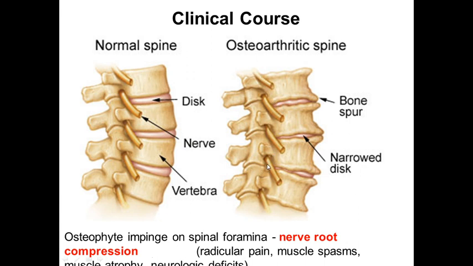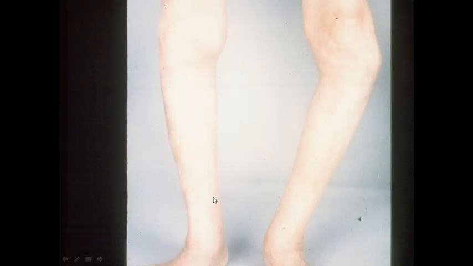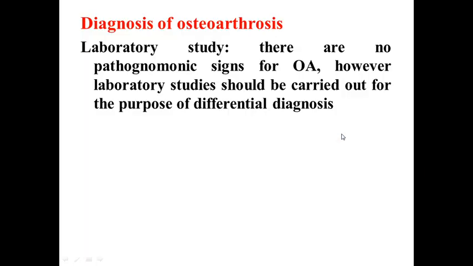Osteophytes impede the spinal foramina, causing nerve root compression, which results in radicular pain, muscle spasm, and neurological defects. And here also we see Heberden nodes and Bouchard nodes. And here are observed the deformities of the knee joint.